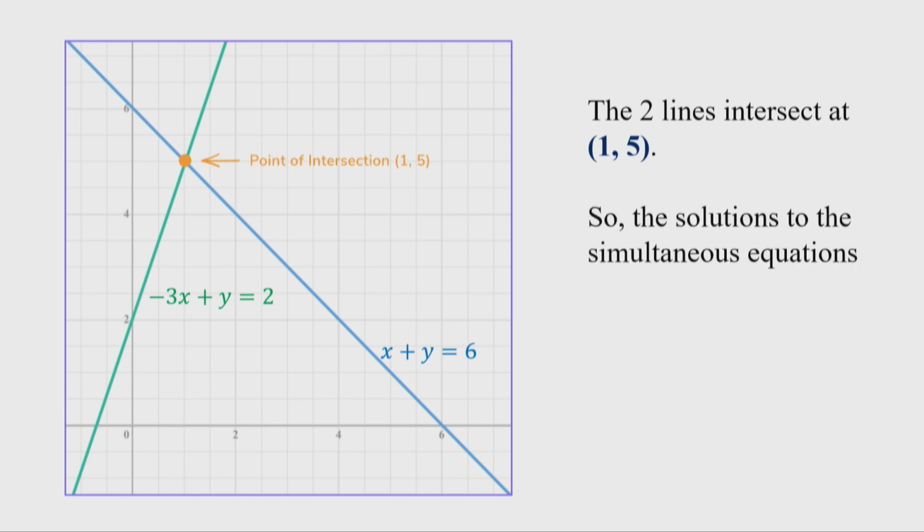In other words, it means that x will be equal to 1 and y will be equal to 5. So this is also one method how we can proceed to solve simultaneous equations.